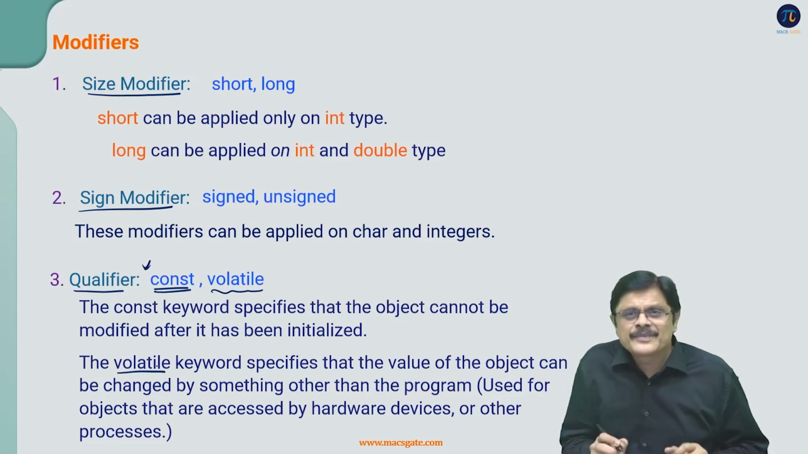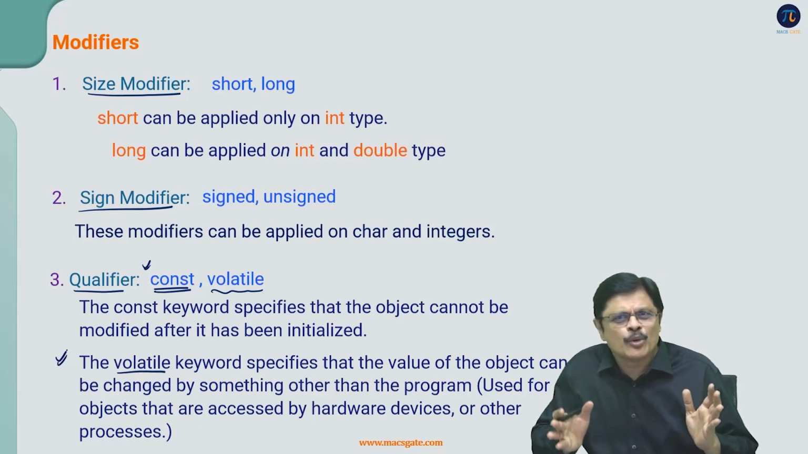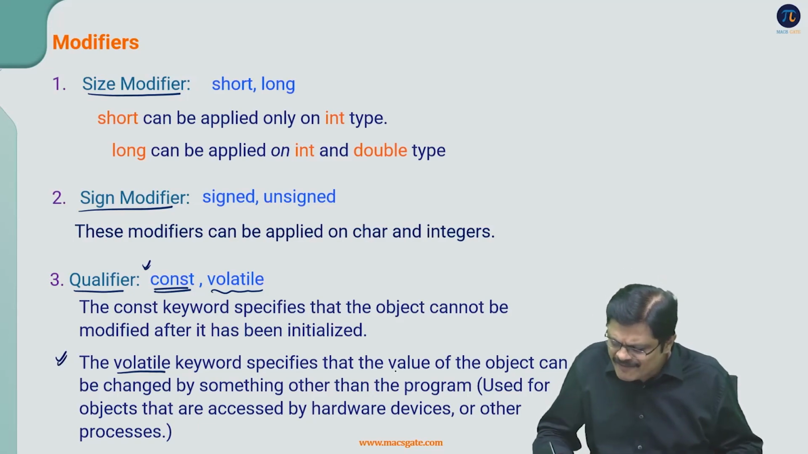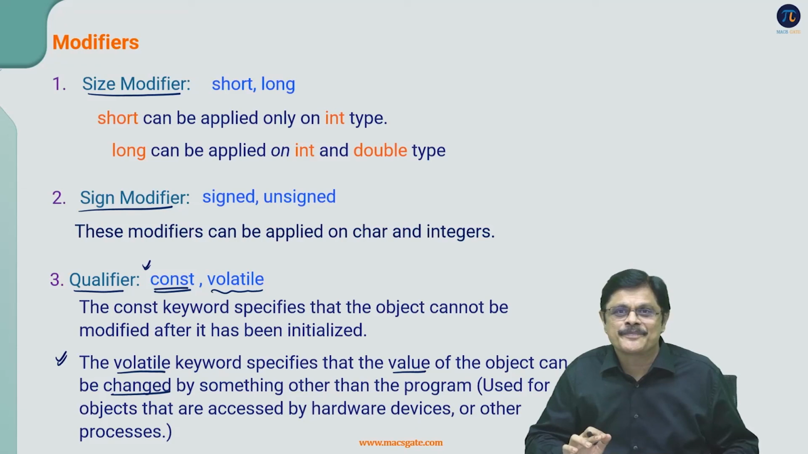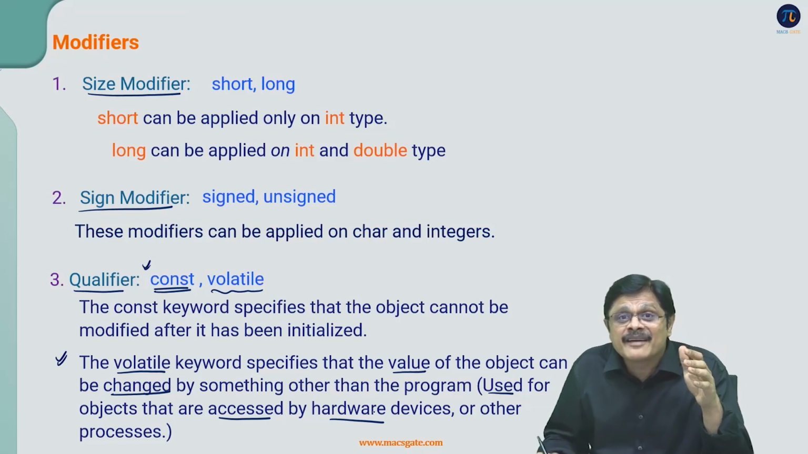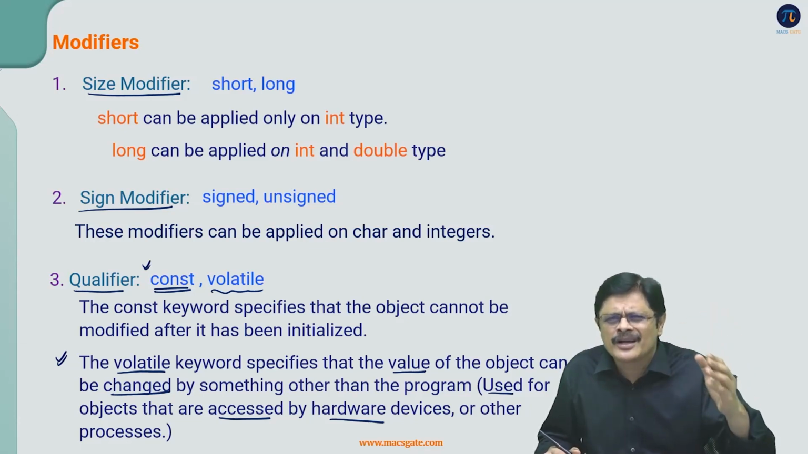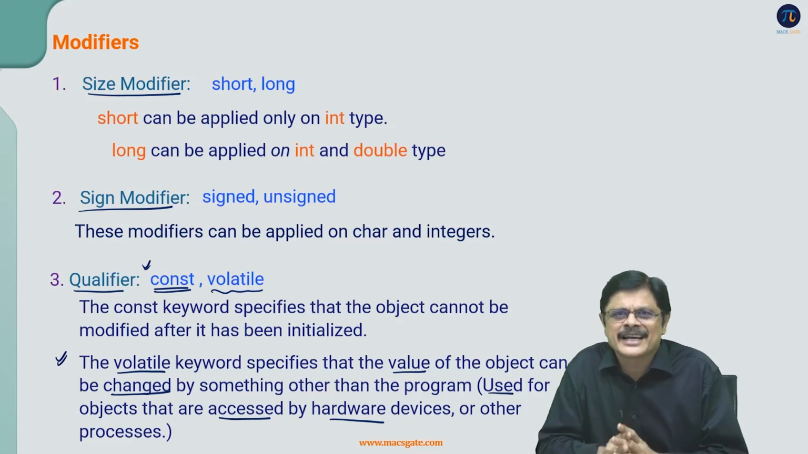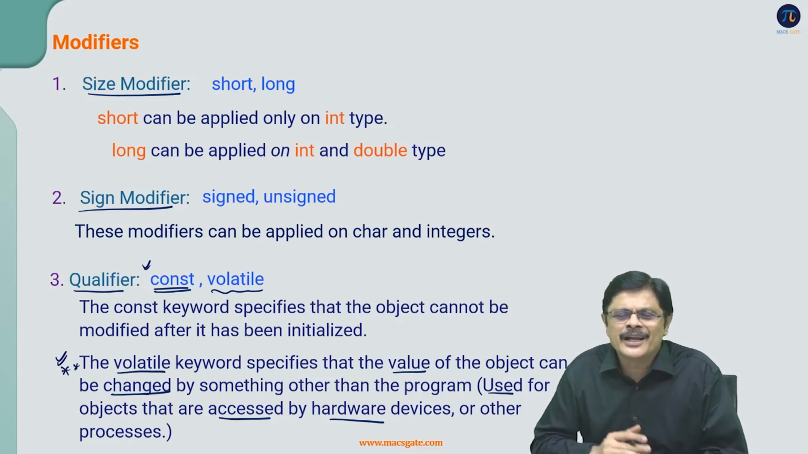What about volatile? If anyone asks, just remember, you don't have to know anything more than this, my dear friend. The volatile keyword specifies that the value of the object can be changed by something other than this particular program. Generally it is used for objects that are accessed by hardware devices or other processes. For such objects, we assign volatile. Am I clear? They are changed by another processor or generally hardware devices to which it is connected. So that is the purpose of volatile, my dear friends. It is beyond the scope of our syllabus, so we are not going to discuss volatile anywhere.